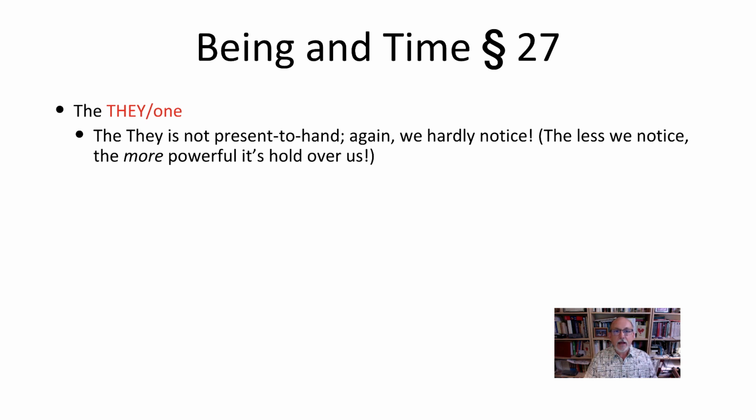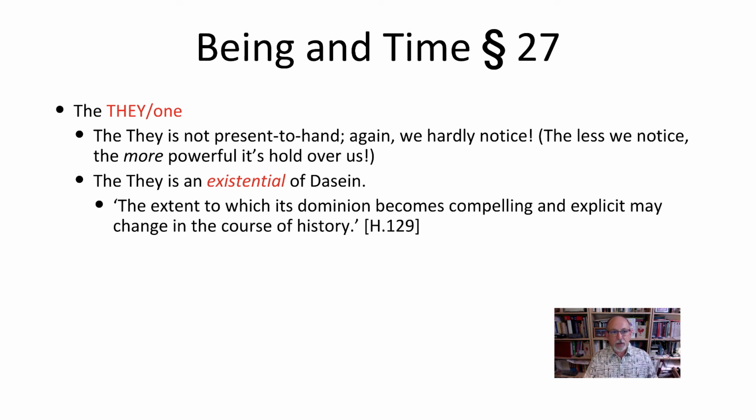The they is not a present-at-hand thing. Again, they don't have an office. We don't notice them. And in fact, he says, the less we notice the they, the more powerful its hold over us. Again, if you're hearing about this for the first time, it might have been so powerful that you didn't even notice that you were being like this, or I am, and we all are. I think he's right about that. So the they is a feature of Dasein. It's ontological. It's the kind of thing that we are. We are they selves. To the extent to which its dominion becomes compelling and explicit, that may change in the course of history. Think about that.